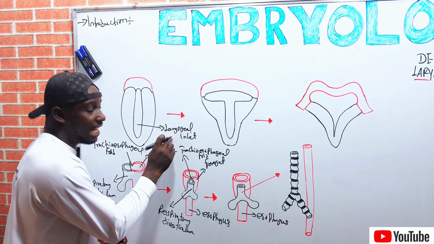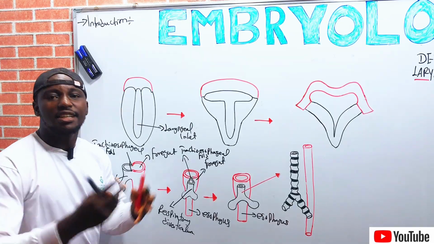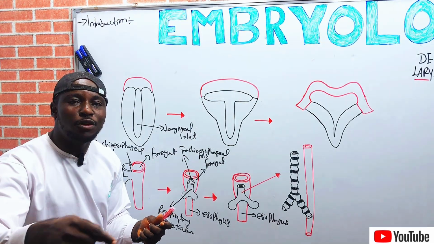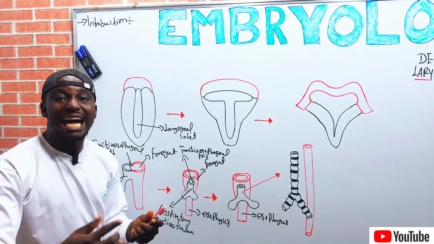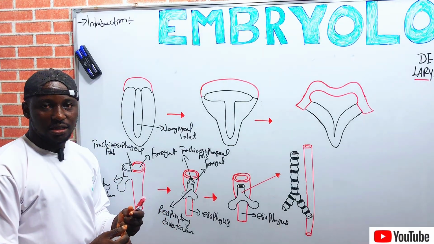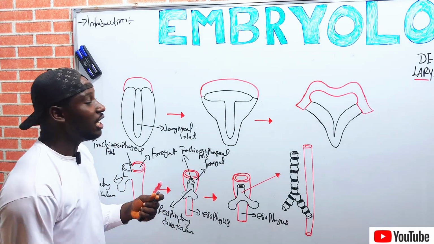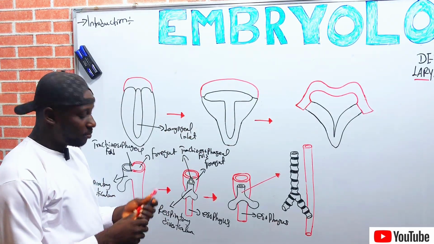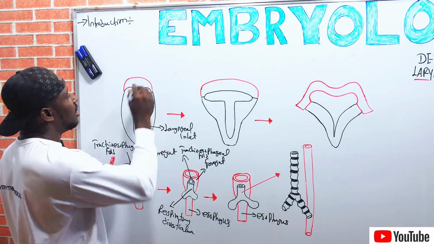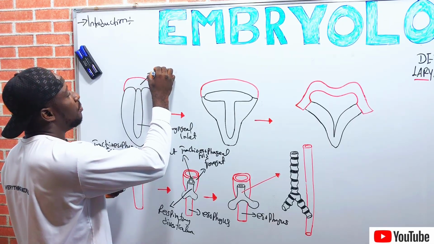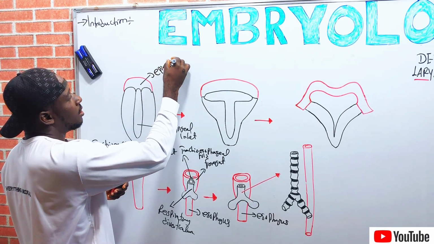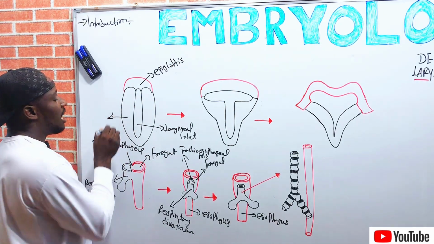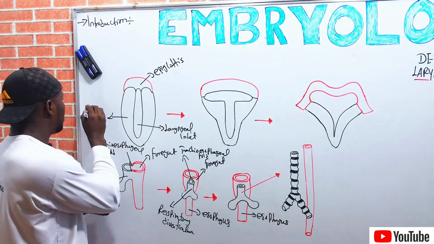The laryngeal inlet was created as a result of the communication between the cranial aspect of the laryngotracheal diverticulum and the primitive pharynx. That is what led to the formation of the laryngeal inlet, right? This remains the epiglottis. This remains the arytenoid swelling.